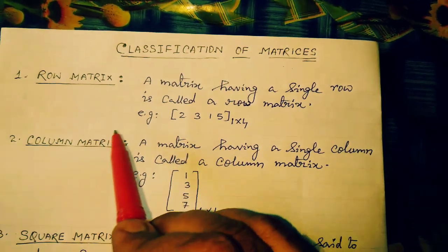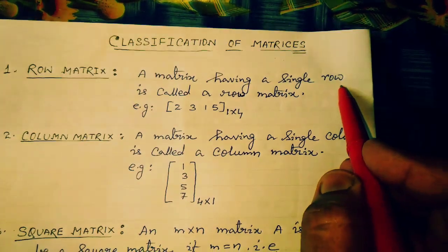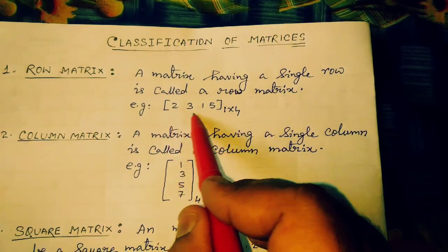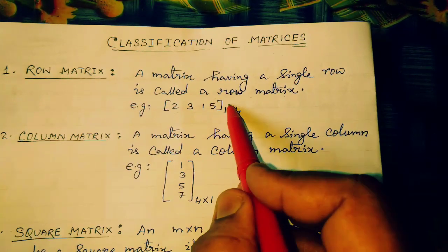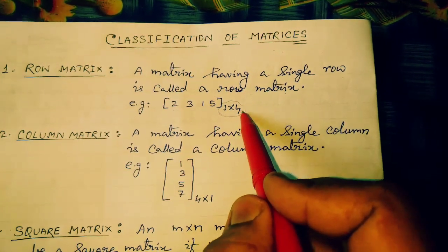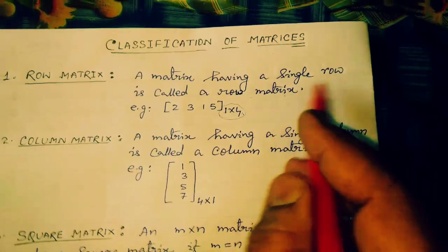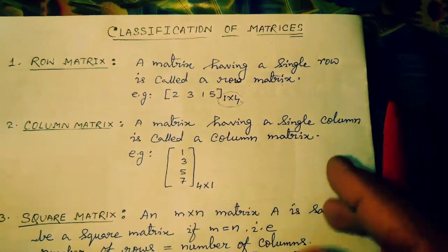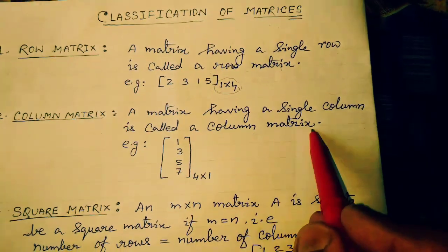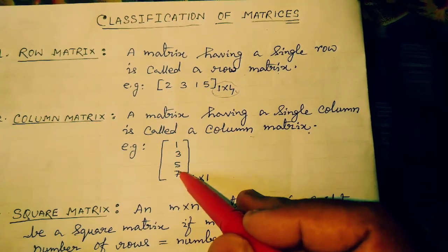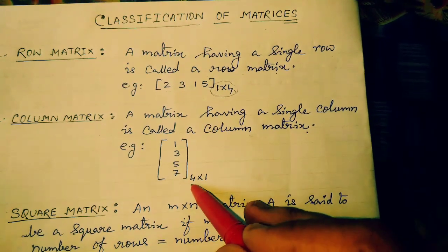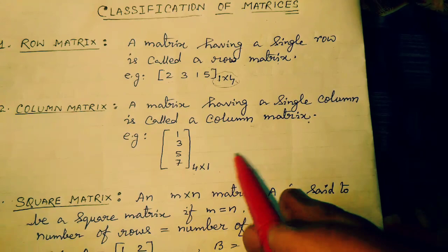Next, coming to the classification of matrices, row matrix. So what do you mean by row matrix? A matrix having only a single row is called a row matrix. We'll see the example here. This has only one row and 4 columns. That is why its order is 1 into 4, so it is a row matrix. So in a row matrix only one row is there. In the same way, column matrix: a matrix having a single column is called a column matrix. Here you will see only a single column and there are 4 rows. So the order of this matrix is 4 into 1.